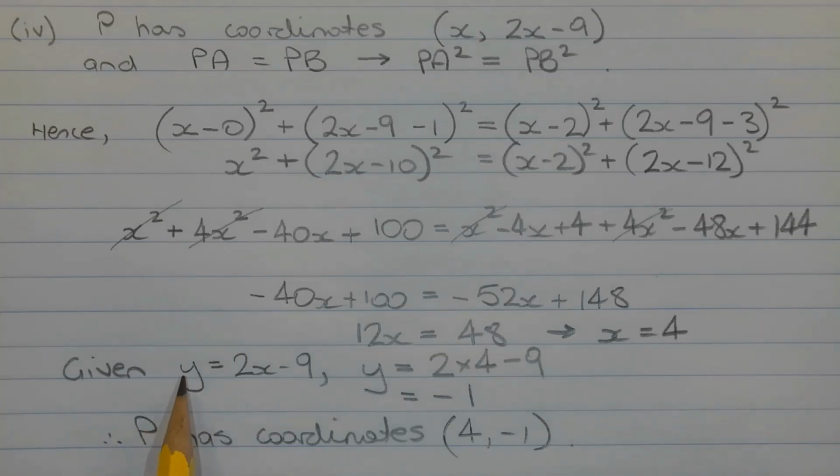Now, it's given that y is equal to 2x minus 9, and that's the y coordinate of point P. So given that x is equal to 4, which we just found, y is equal to 2 times 4 minus 9, which equals negative 1. Therefore, point P has coordinates (4, negative 1).